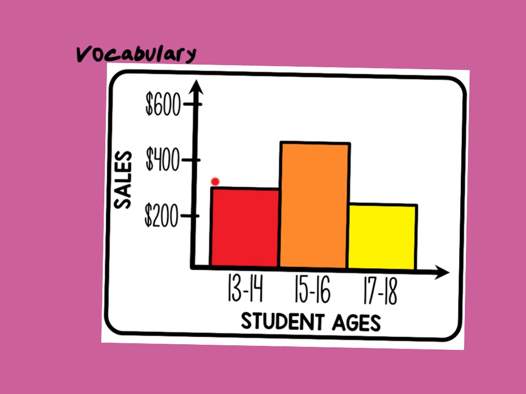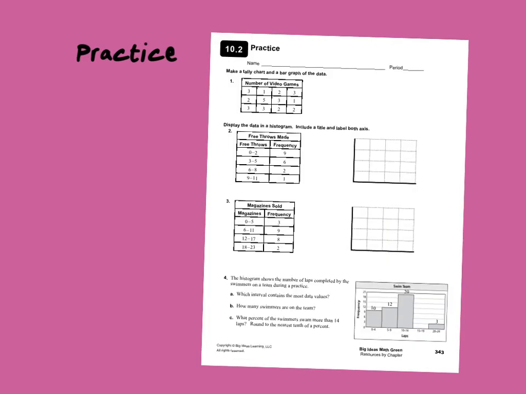So we can easily look at a histogram. It's just a way to organize data so it's easily digestible. So we can see it and make some decisions quickly about it. So let's go on with our practice now. All right, so here is your practice, and it wants us to make a tally chart and a bar graph of the data. Okay, so we're going to make a bar graph, and that's different than a histogram.